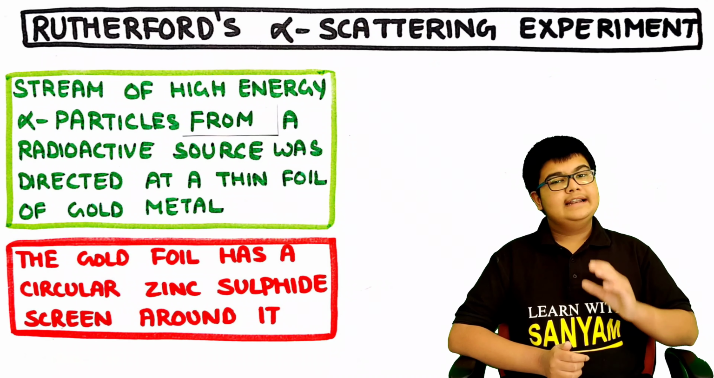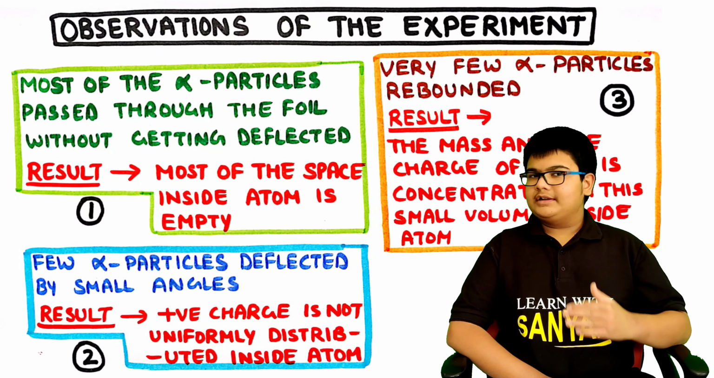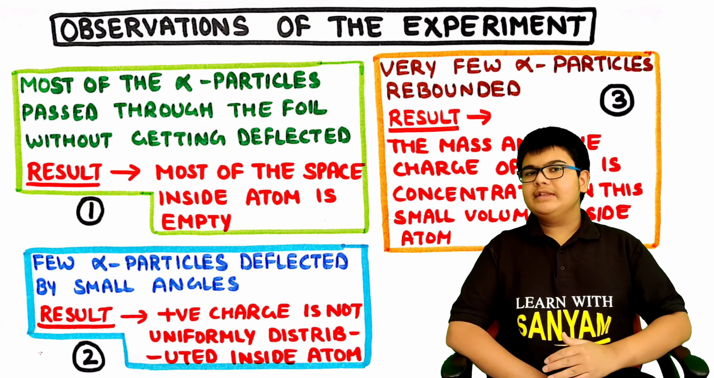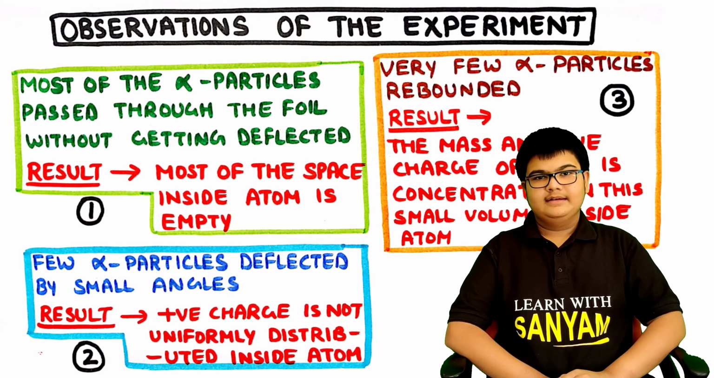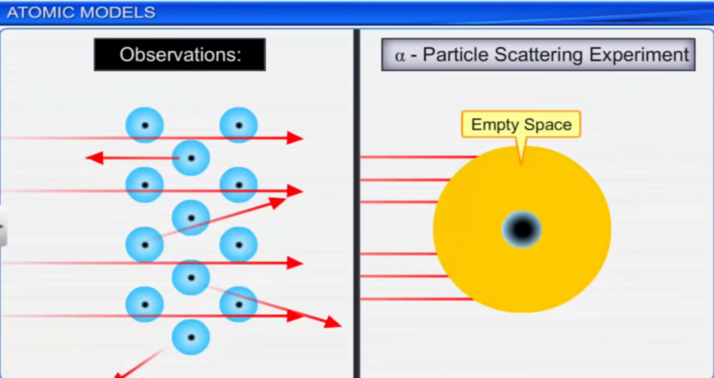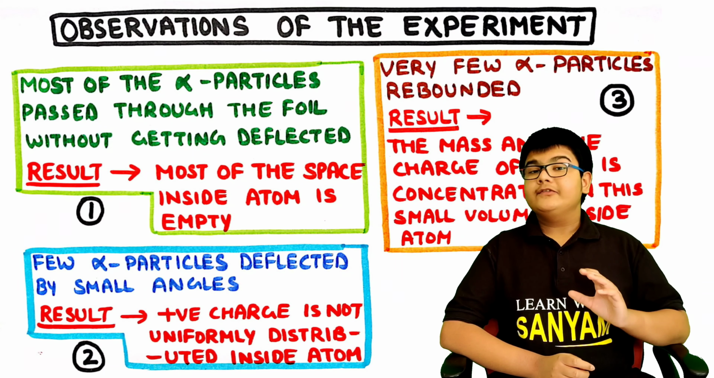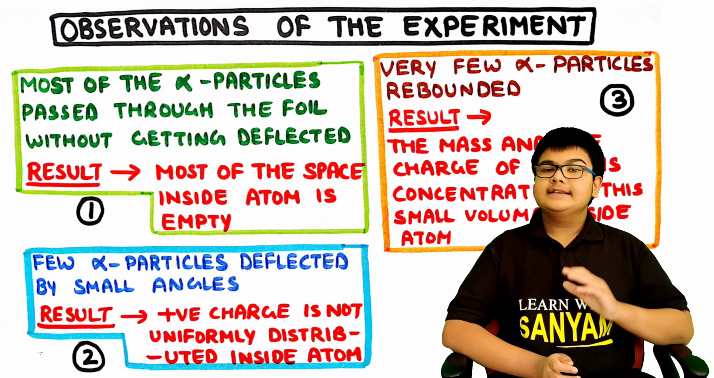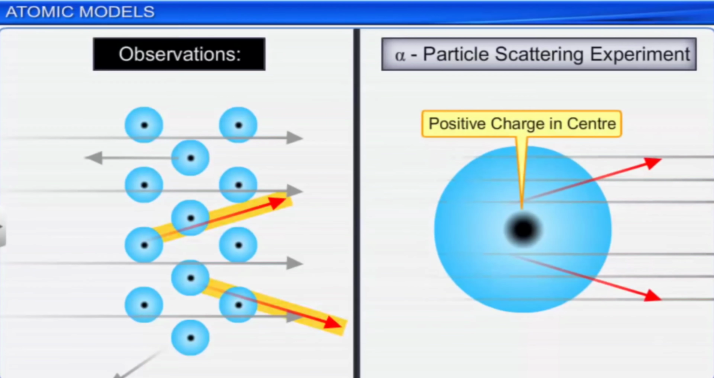So let's see the observations of Rutherford's experiment. Rutherford observed that most of the alpha particles pass through the gold foil without getting deflected. This proves that most of the space inside the atom is empty. That's why the alpha particles did not show any deflection. But a few alpha particles deflected at small angles. This shows that the positive charge is not uniformly distributed inside the atom.